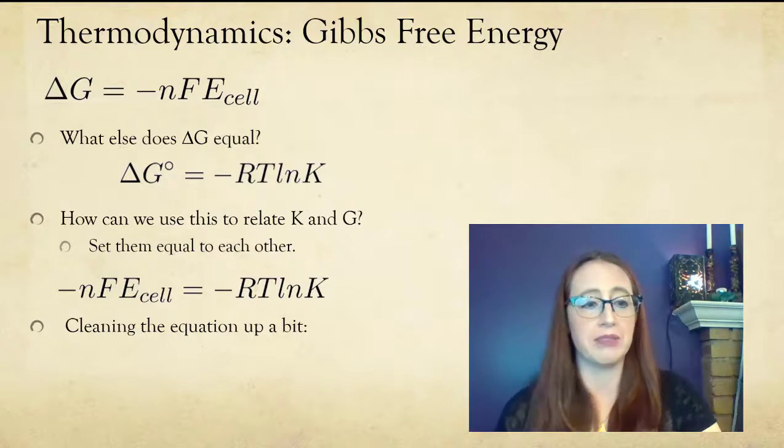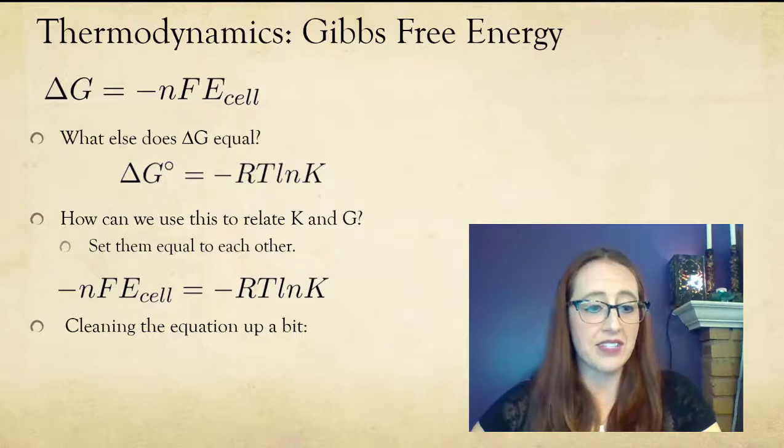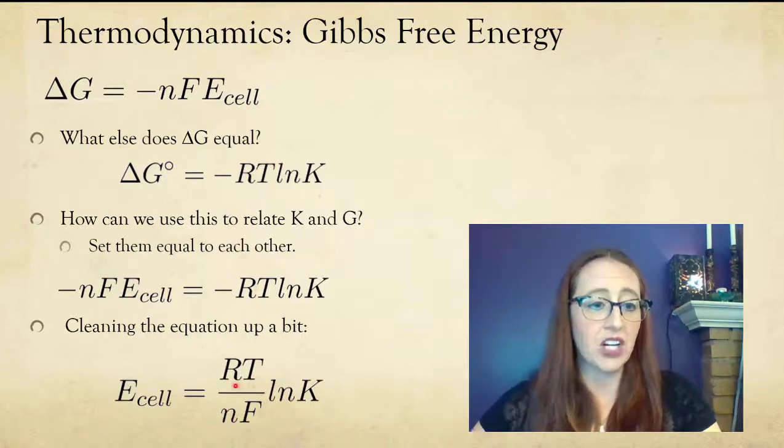So we can do a little bit of rearranging to make this look nicer, getting rid of the negative on both sides and then solving for E. This gives us E equals RT over NF times natural log of K. The negatives went away, the NF were divided over.